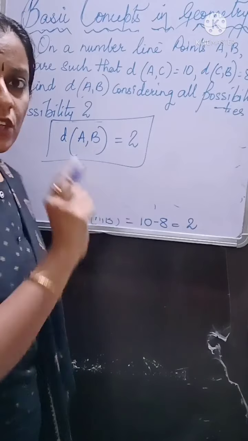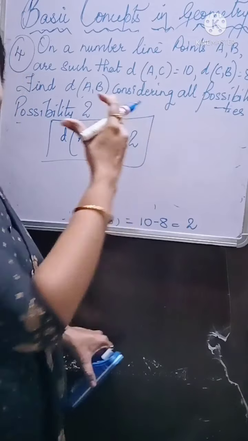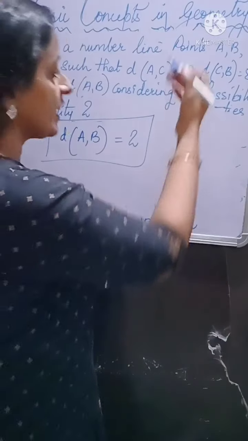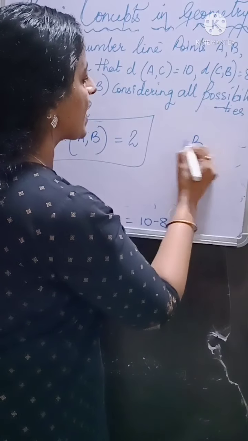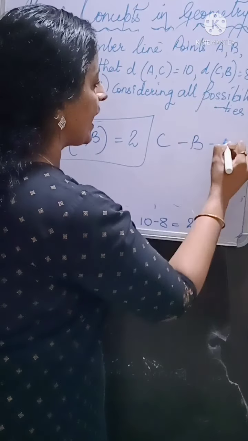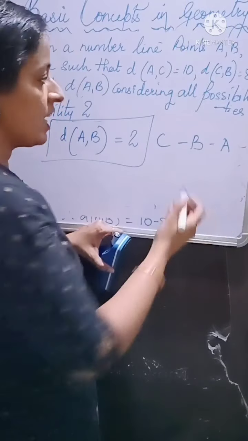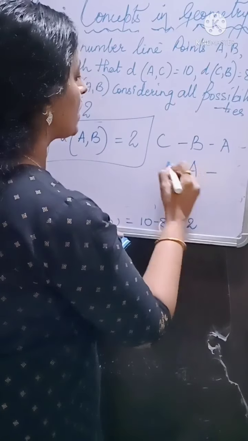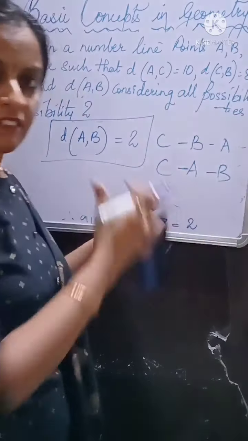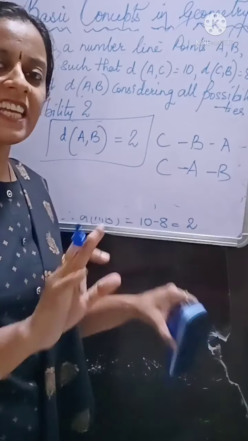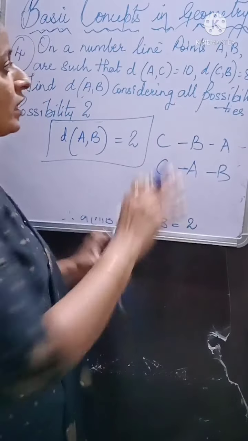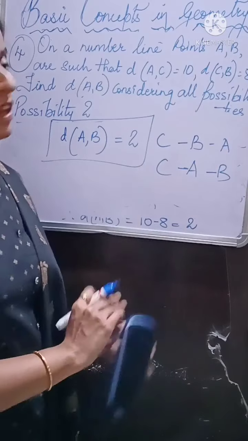Why are we considering 2 possibilities? Because here it is not given. They did not say that B is lying between C and A. They did not say that A is lying between C and B. Nothing. They didn't give us the betweenness property. They only gave us distance.